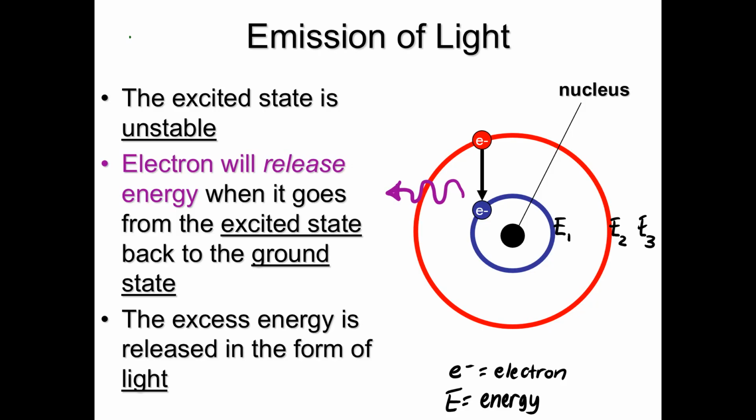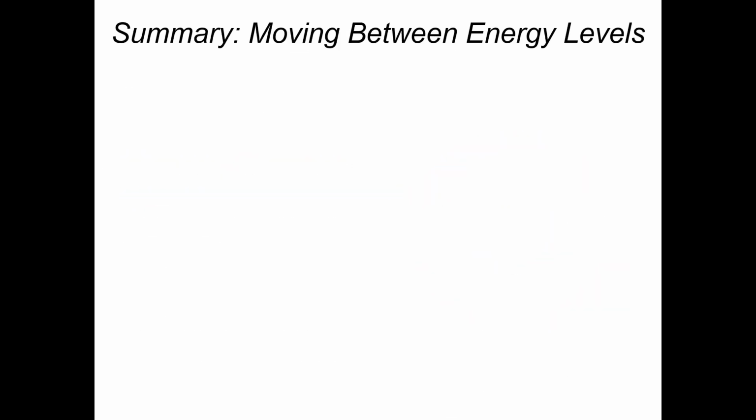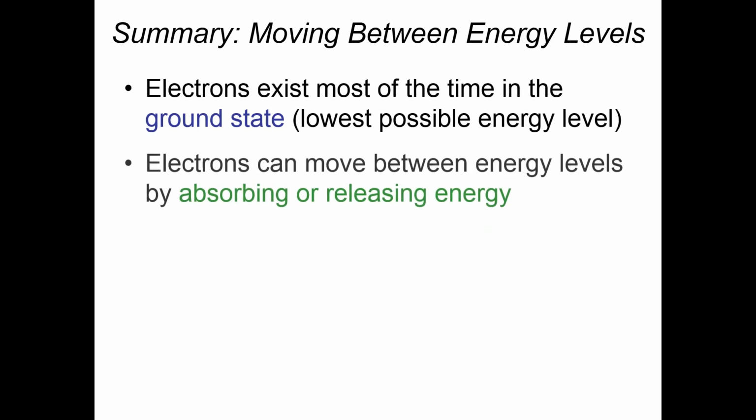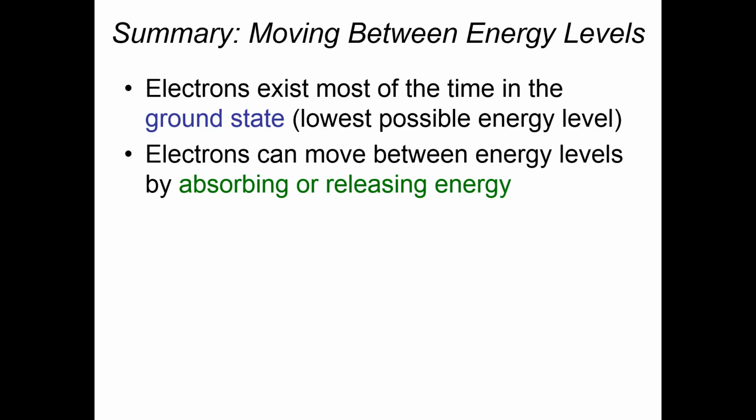So that light that we see when we squirted the substance into the flame were those electrons getting rid of extra energy as they fell from a high energy state to a lower energy state. They're going from the excited to the ground state. So to summarize what's happening, normally electrons exist in the ground state. That's the stable kind of normal position.